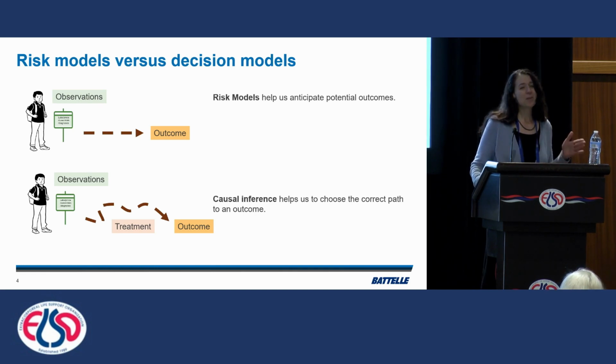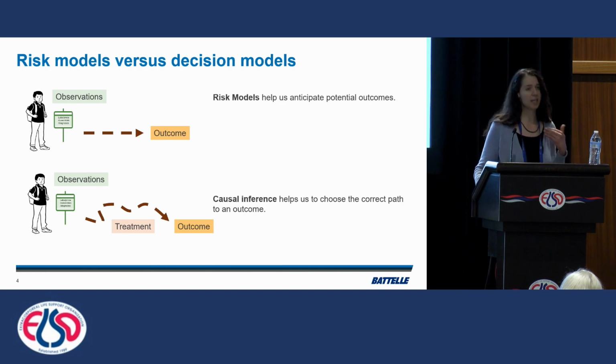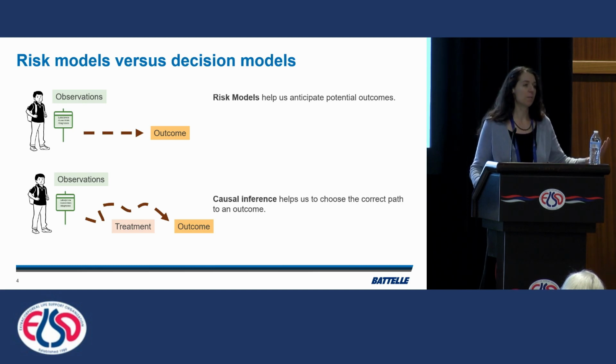So AI researchers are typically concerned with this sort of observations to outcome model. So right, we take inputs and then we predict an outcome, and we are really not concerned about what happens in between. Like, we're not concerned about whether our input variables are even relevant to the outcome as long as it makes a good prediction, and we're concerned about those metrics.